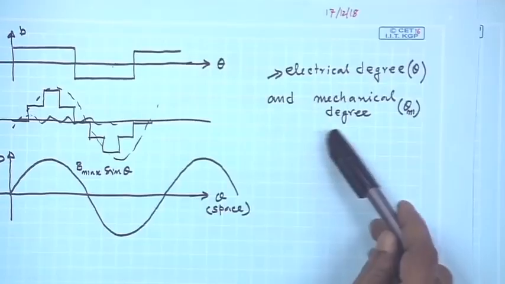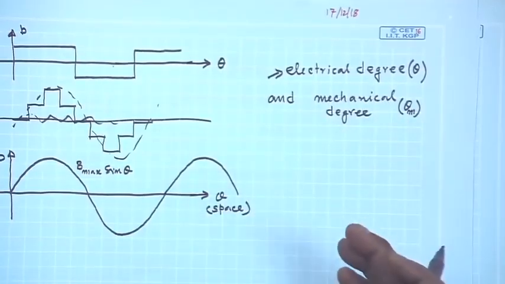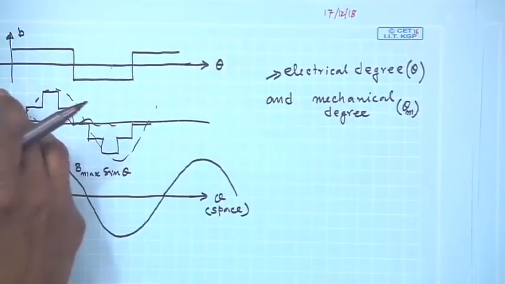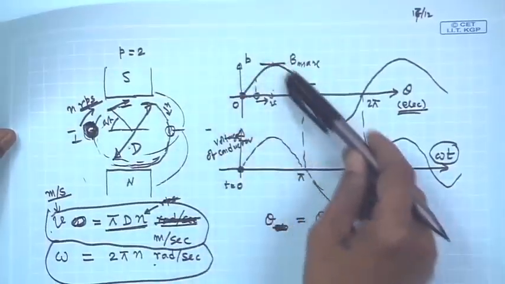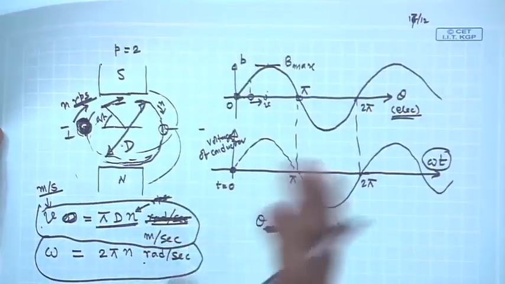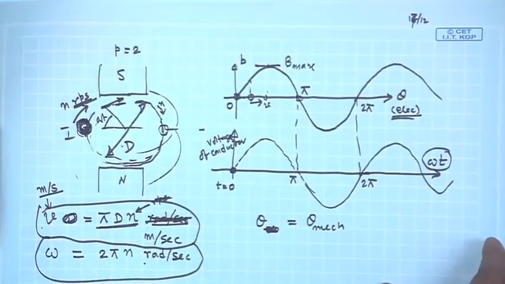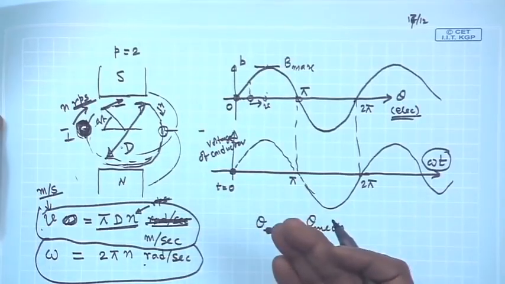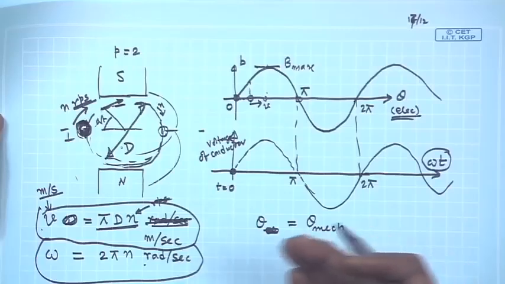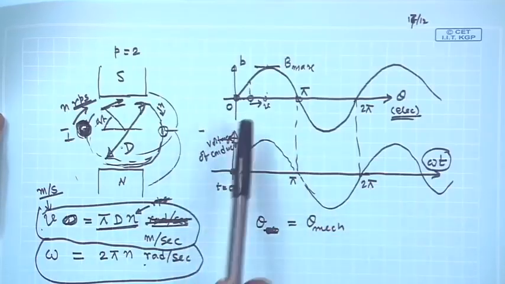Welcome to the 17th lecture. We were discussing electrical degree and mechanical degree and what the difference is. The whole idea is this: if it is a two pole machine and the B distribution is sinusoidal, we will consider only the fundamental component of that B distribution. We will see how a more perfectly sinusoidal B distribution can be made, but for now assume that B distribution is this.